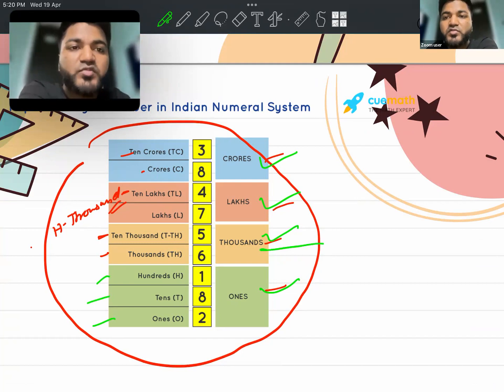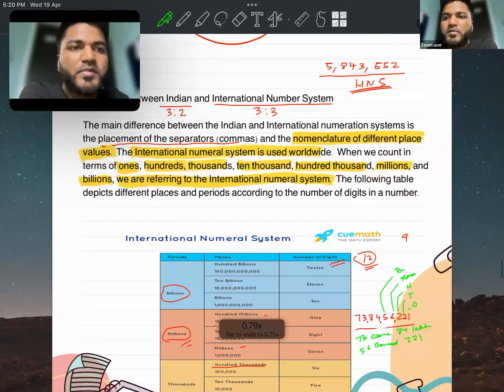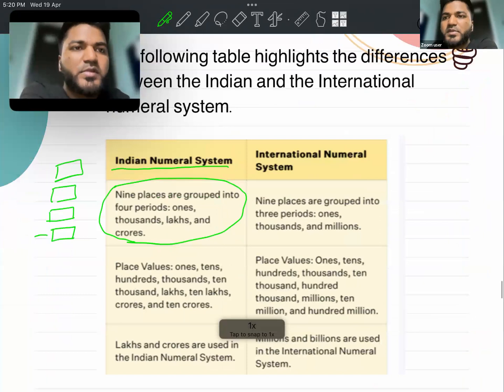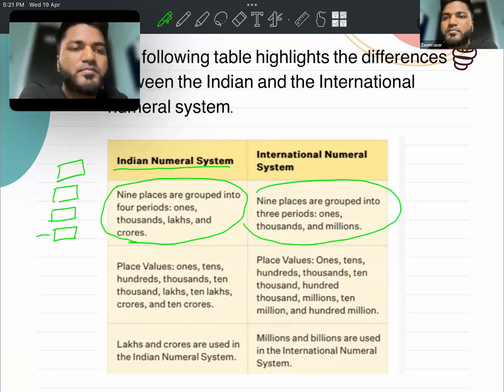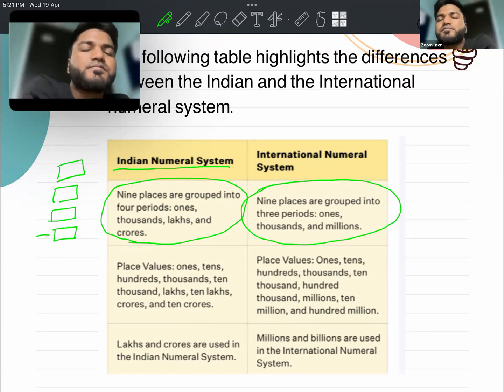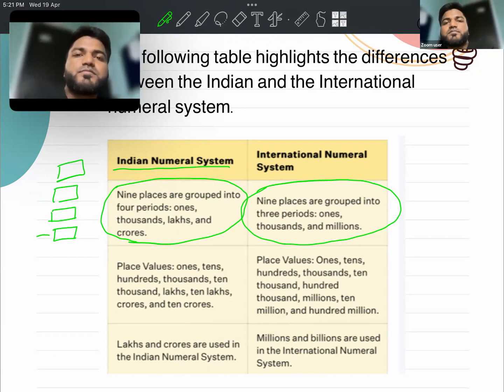Then thousand is divided into thousand, then 10,000. And then lakhs, 10 lakhs. Same thing goes for crores also. Now we just have to write crore and then 10 crore. Every time from thousand to crore, the 10 is common.